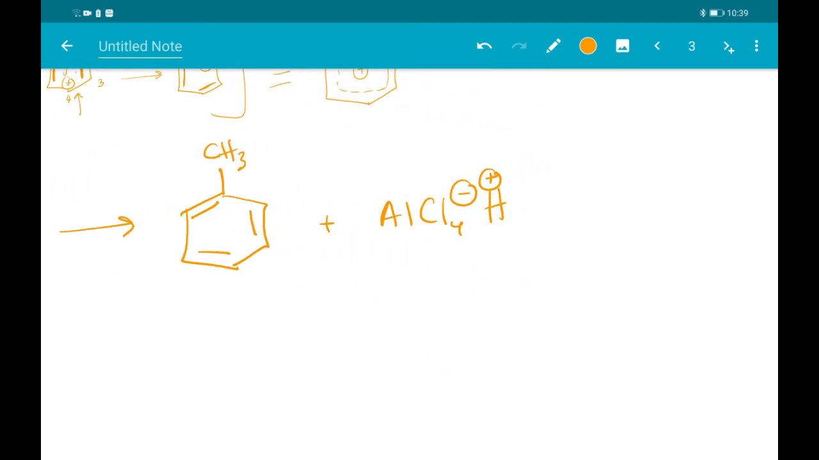If we take a look at the side product, okay, this structure will rearrange and then it will produce HCl plus AlCl3, and please take note that AlCl3 is the initial catalyst that we have used.